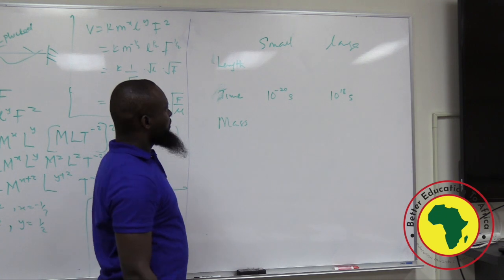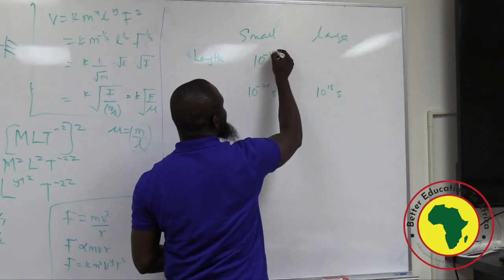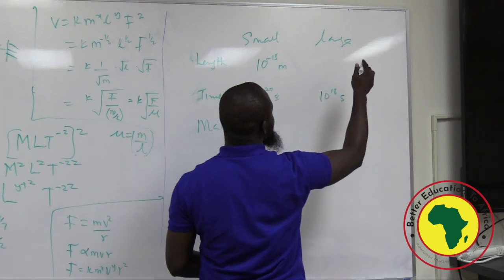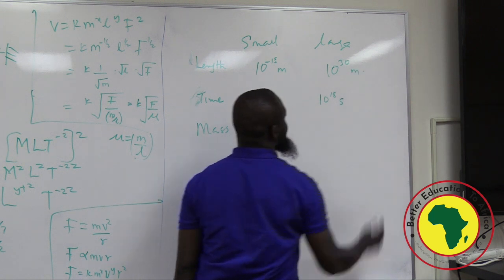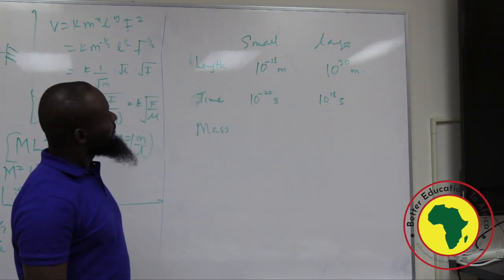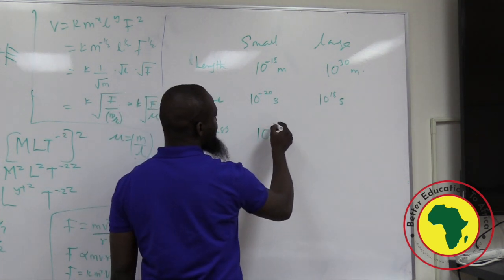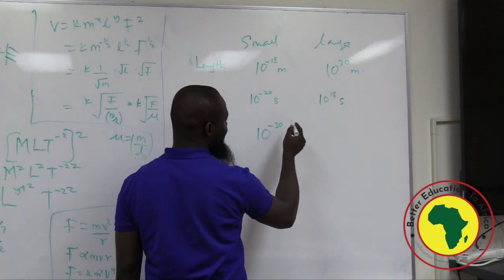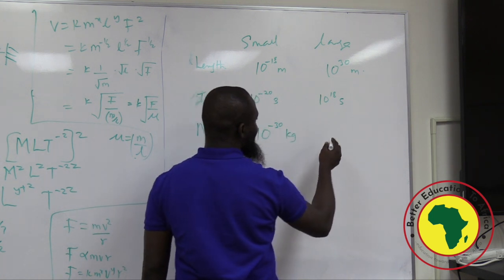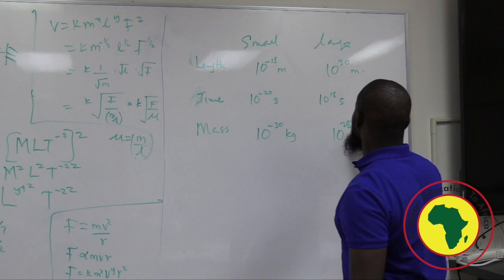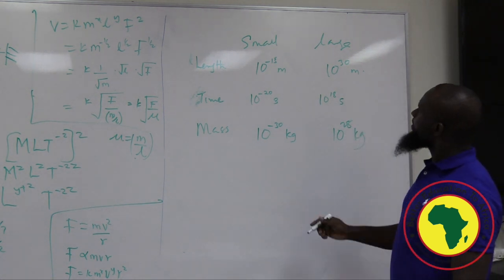Now, for length, the size of a nucleus is 10 to the minus 15 meters. The size of the universe is about 10 to the 30 meters. You see that? For mass, the mass of an electron is around 10 to the minus 31 kilograms, and the mass of the universe is about 10 to the 28 kilograms. So we have orders of magnitude.